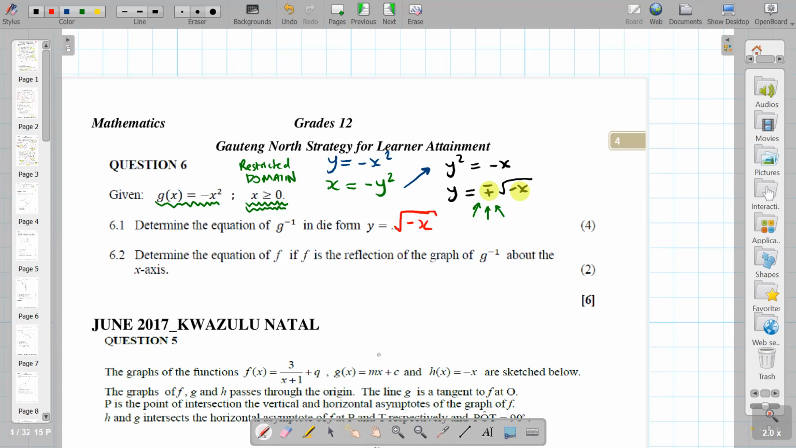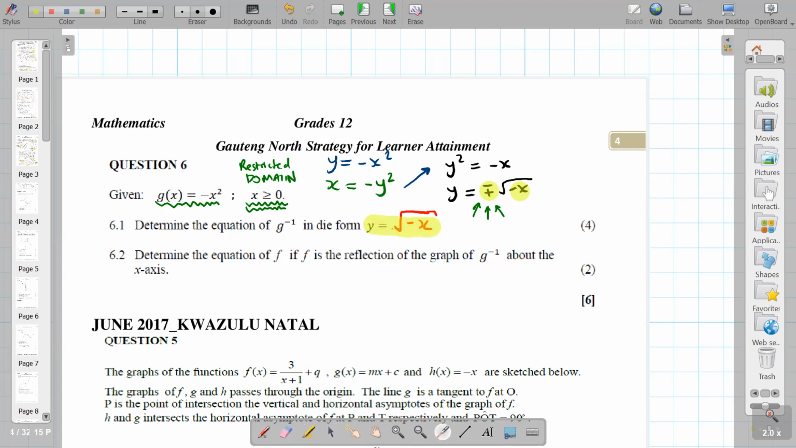That's it. So again, let me repeat myself, if it were negative X for the restricted domain of the parabola, I had to choose the negative option. But because it is positive in the restricted domain, we choose the positive one. Now determine the equation of F, the reflection of G.